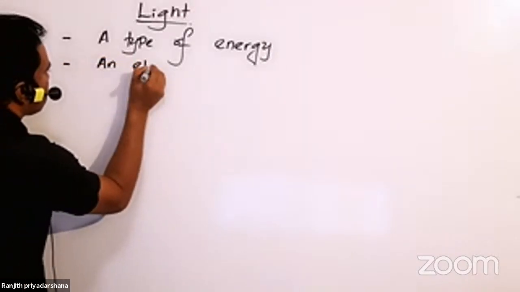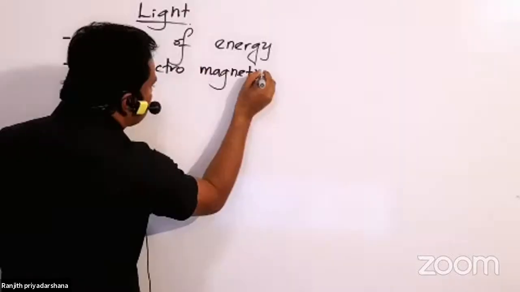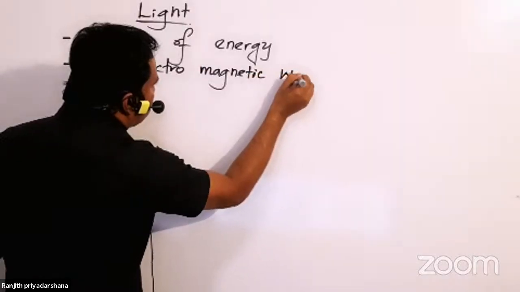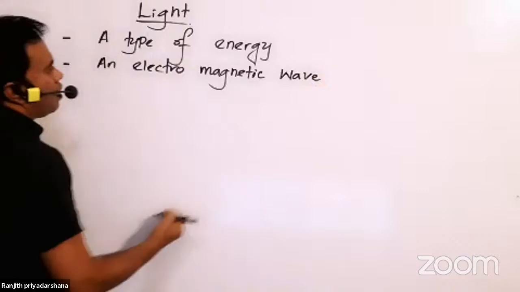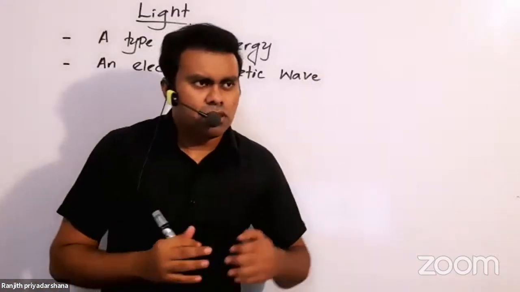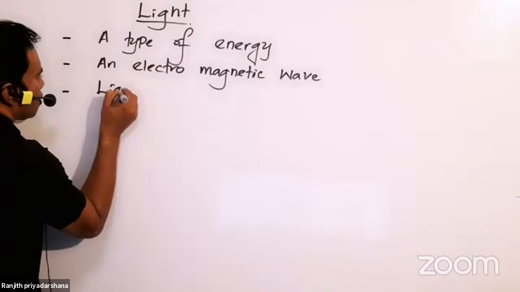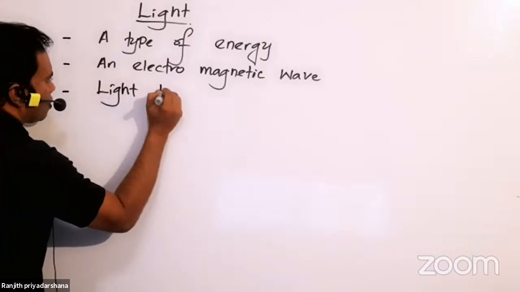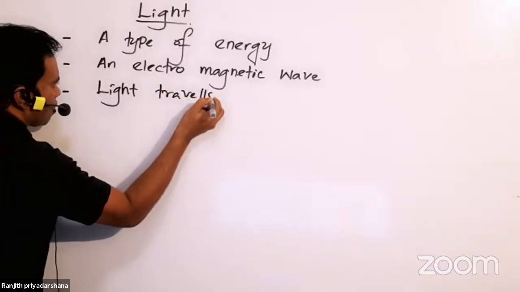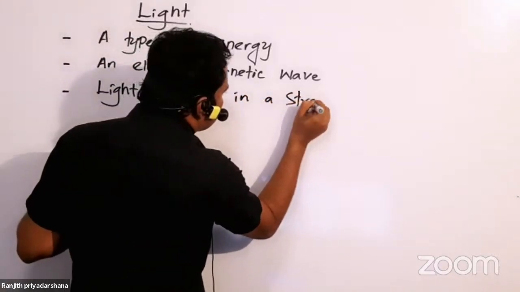Electromagnetic wave. And we have learned in grade 6, it travels in a straight path. Light travels in a straight path.